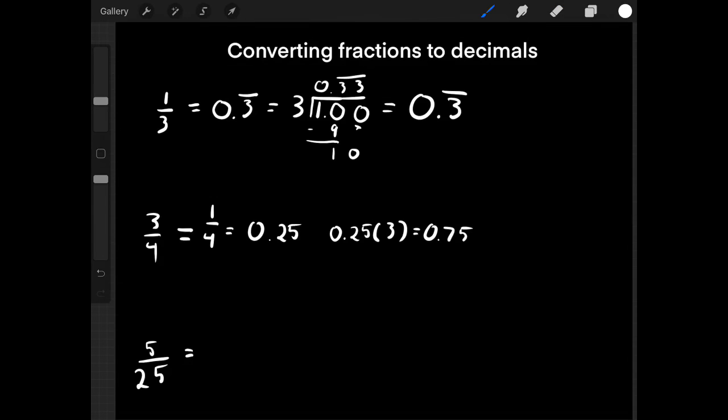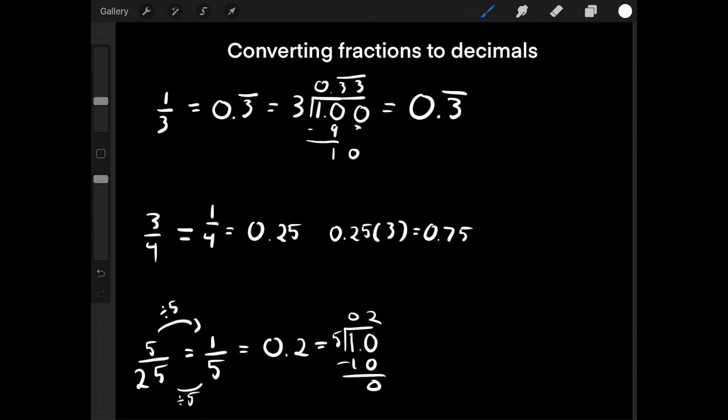Alright, so now we move on to the final problem, which is this one right here, and we start off by simplifying it because it can be simplified, and it makes our lives easier. So we divide both the numerator and the denominator by 5, and we get 1/5. Now, since 1/5 is a common fraction, you can know that it is 0.2. However, if you do not know that, you just do the same thing that we did many times before. So we just do long division, and then there we go. Our answer is 0.2.